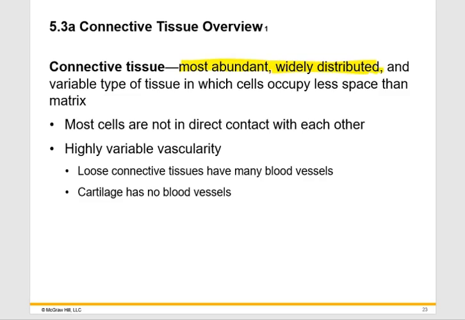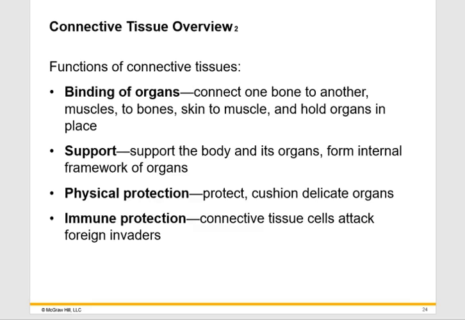What makes it, in my opinion, a little bit easier to learn to identify all the different types of connective tissue is they are variable. They look very different from each other. Something that makes connective tissue different from epithelial tissue is that most connective tissue is vascular, contains blood vessels. The only true exception to that is cartilage, which does not contain any blood vessels.